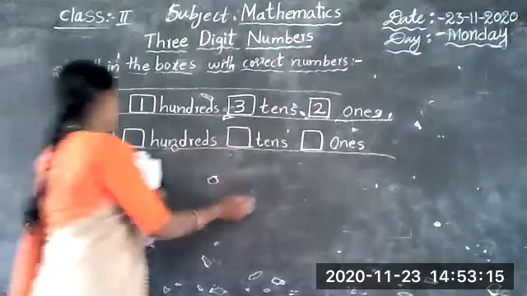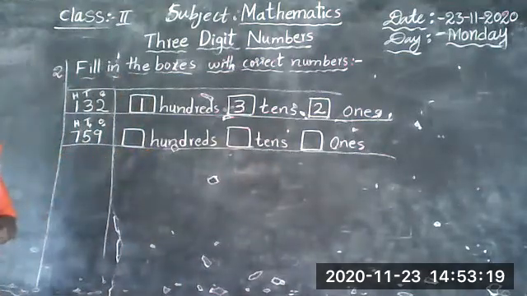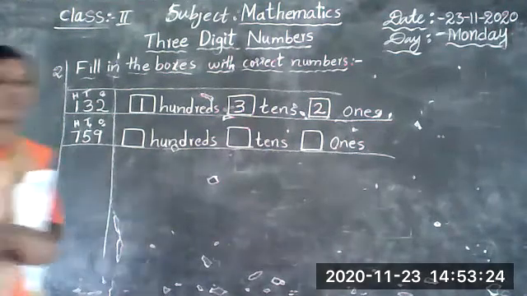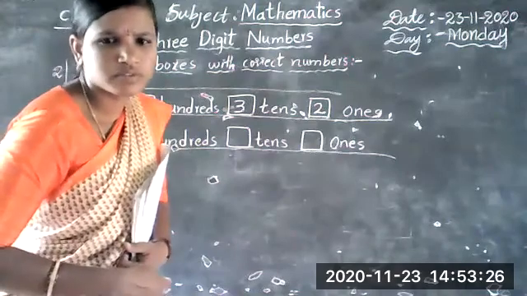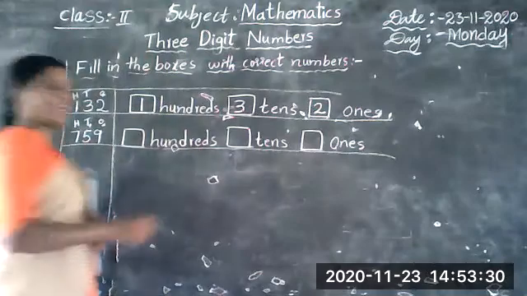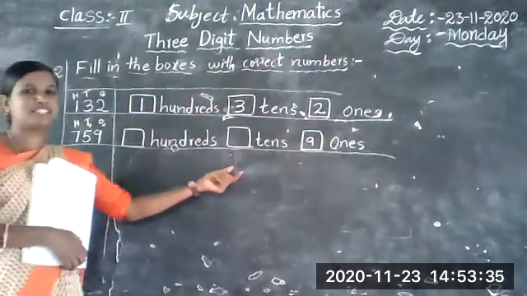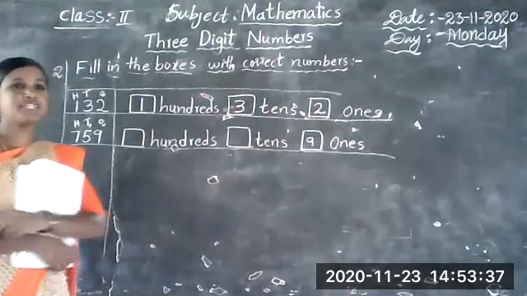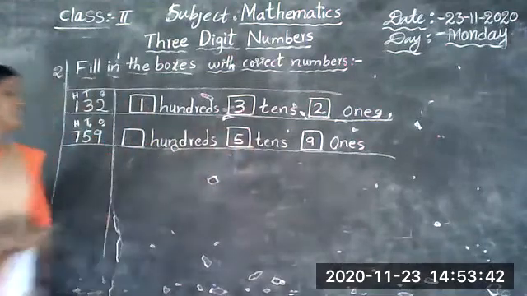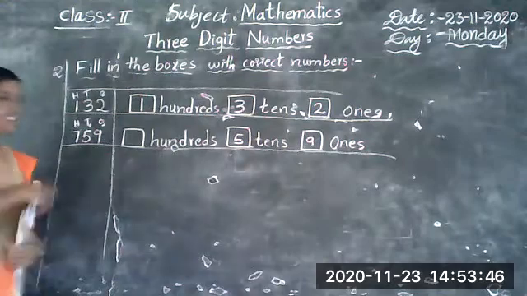So which number is there in ones place? Show me with your fingers. Which number is there? 9. Very good. Next, which number is there in tens place? Very good. 5. Next, which number is there in hundreds place? 7. 700.